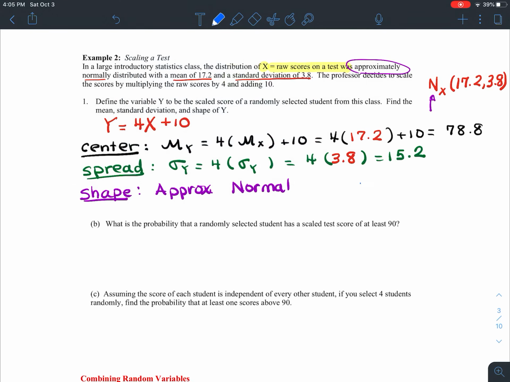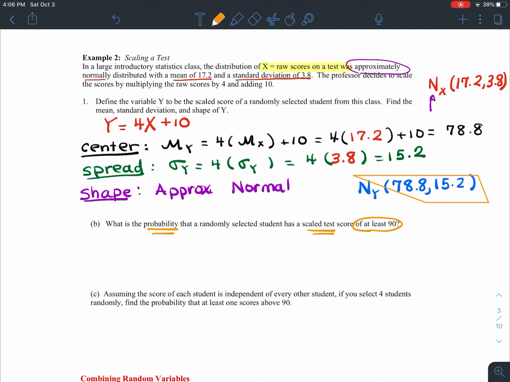We can see that the shape for the random variable x was approximately normal. I mentioned that up here, approximately normal. So I'm going to call this also approximately normal. Then I'm just going to put all those pieces of information together, and now I'm going to put a small y there, denoting that all of this information is describing the center, the shape, and the spread of the random variable y, which are the curved or scaled scores.